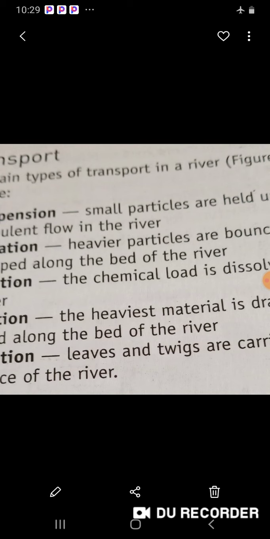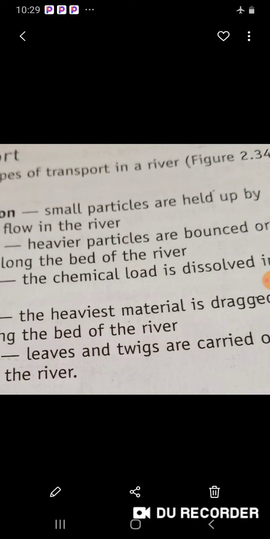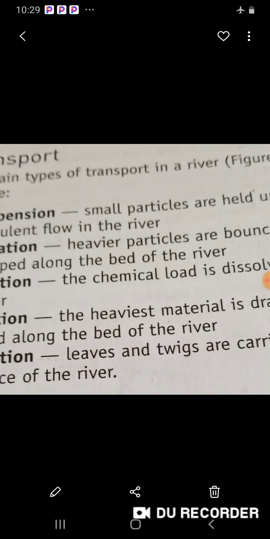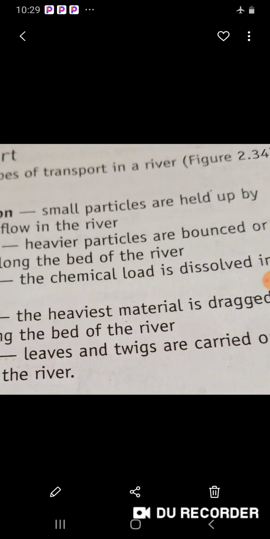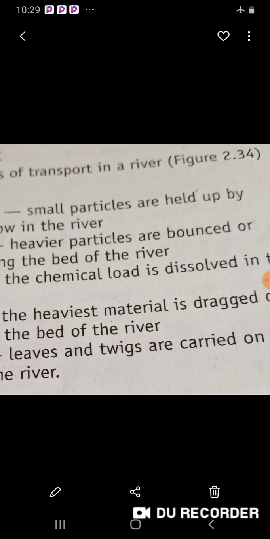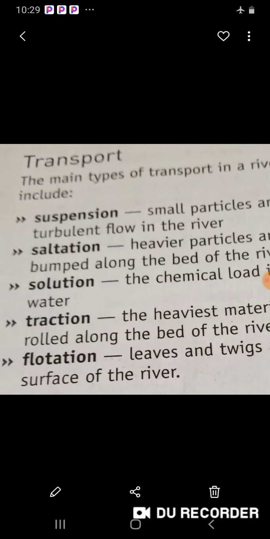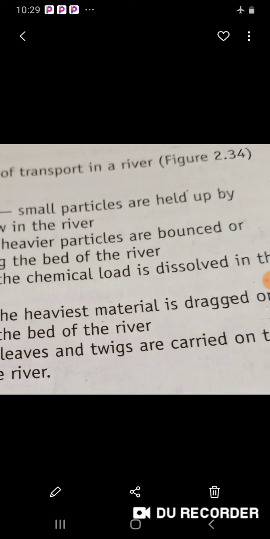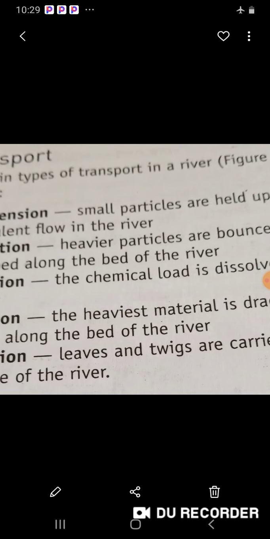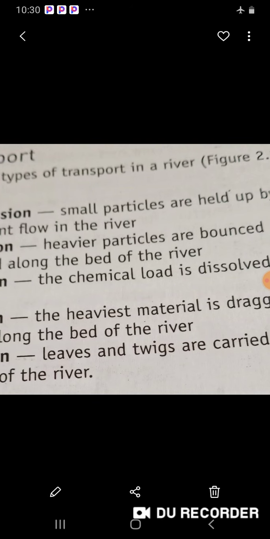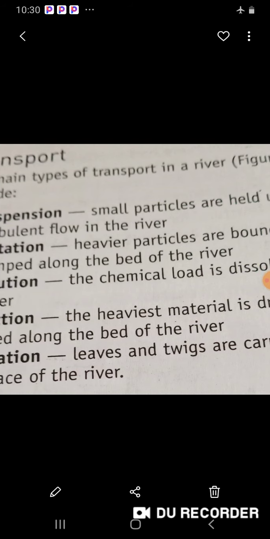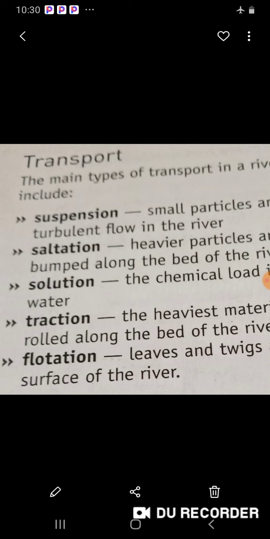Saltation, in this case, we mean heavier particles are bounced or bumped along the bed of the river. Heavier particles are bounced along the bed. They go down to the river, and by the end of the day, they pile up. That piling up is what is regarded as saltation.